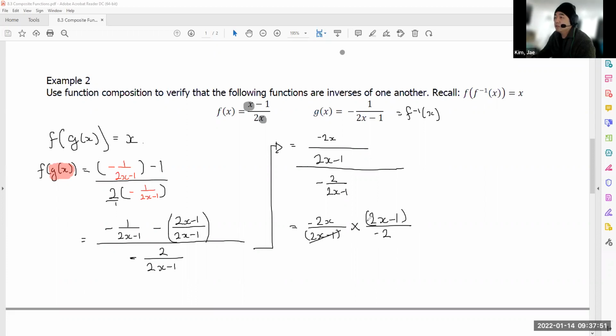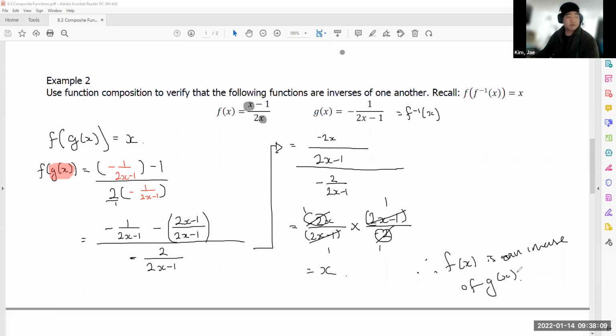So these two reduce into a 1. We have -2 and -2 dividing into a 1. All that's left is an x. Therefore, f of x is an inverse of g of x and vice versa, of course.